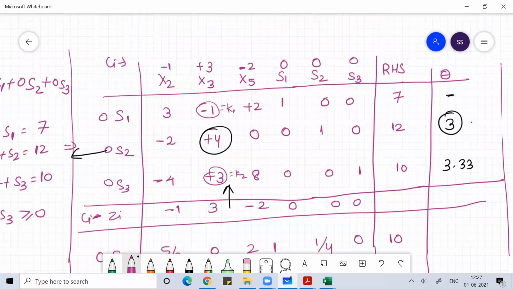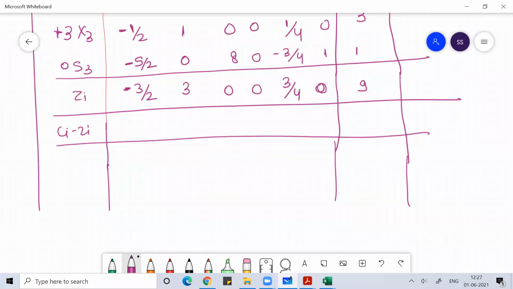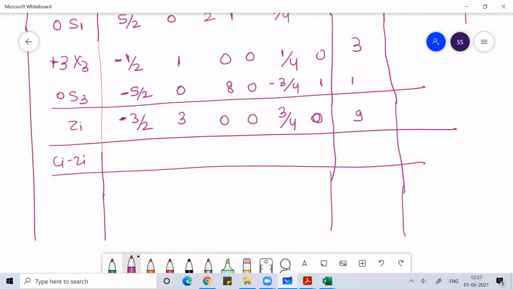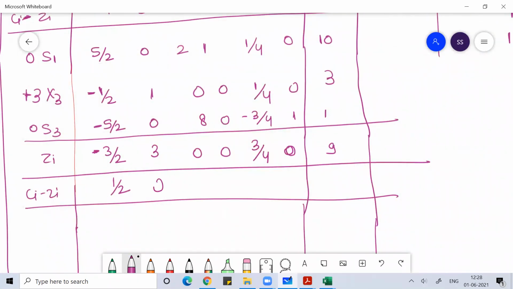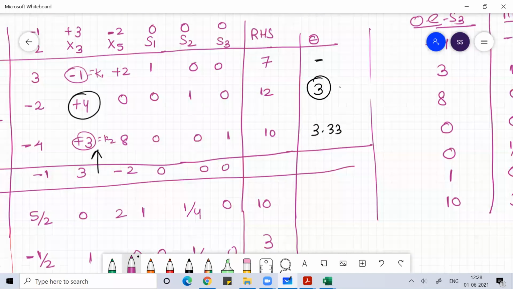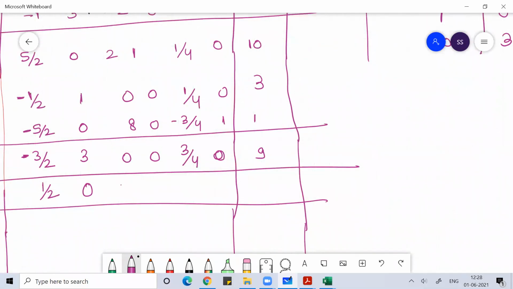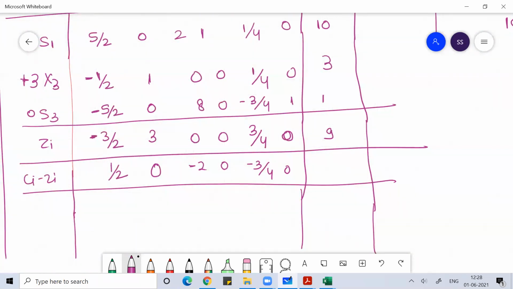Cj minus Zj. This is minus 1, minus 1, minus 3 by 4, sorry, 3 by 2. So minus 1 minus 3 by 2, 3 by 2 minus 1 is 1 by 2 you will get. Then 3 minus 3, 0. Then minus 2, then 0, then minus 3 by 4, then 0. Out of all these values, you see the highest value is 1 by 2.